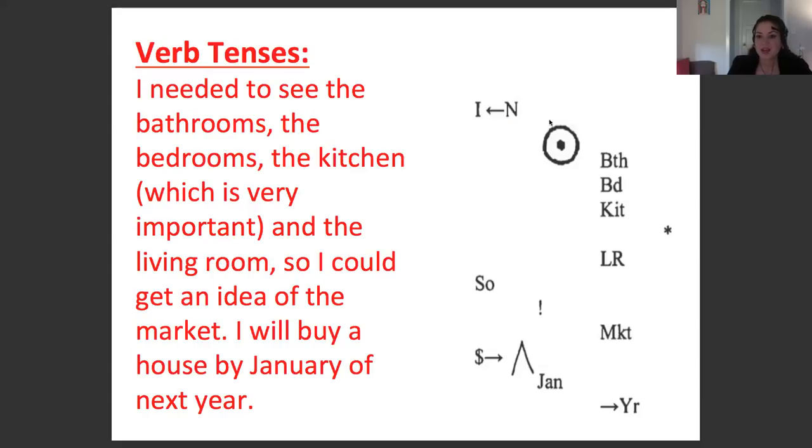So in this case, we have I needed. Okay, I needed to see. So I drew a little arrow pointing to the back to show me that this is not future, this is past, and just an N for needed. And then next year, the arrow going forward.